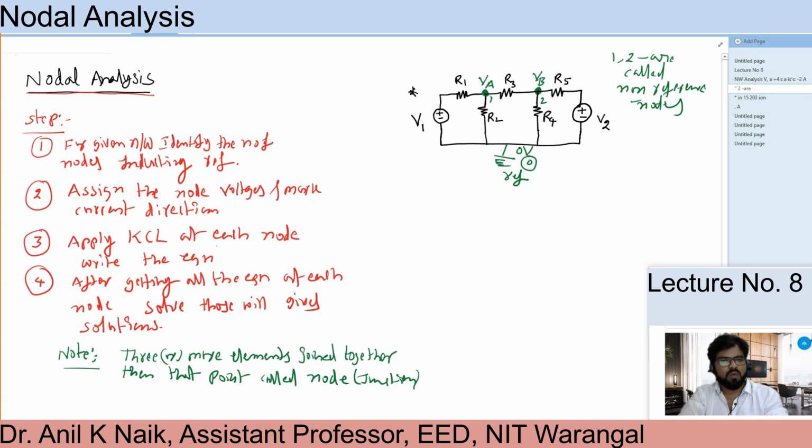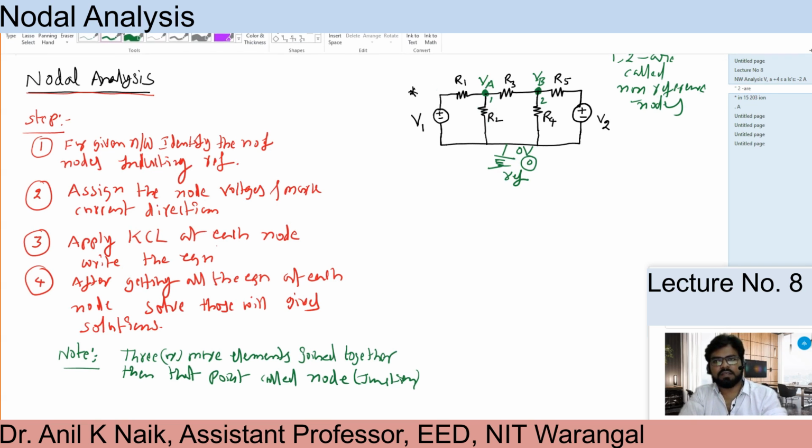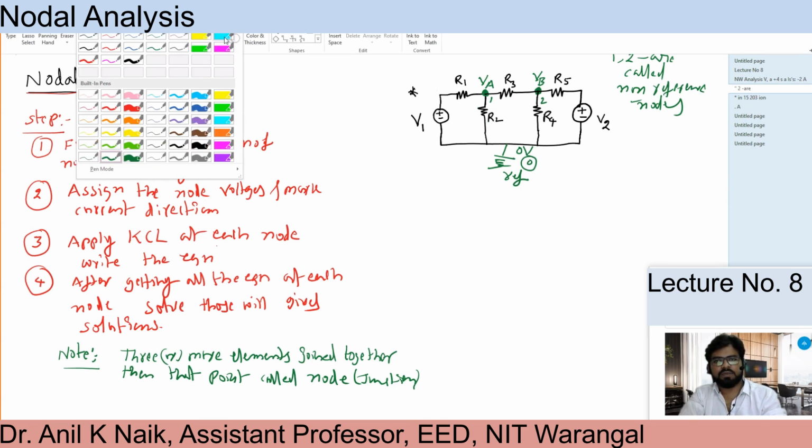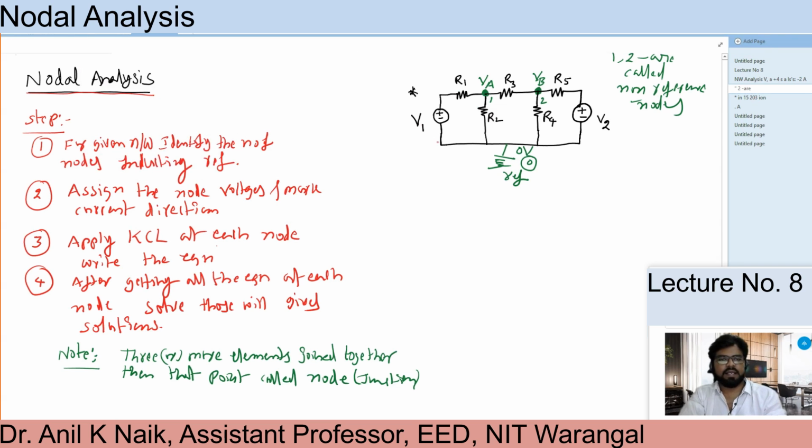So 0, 1 and 2. The names have been given here, and 3 nodes are identified in this given circuit. In that, this is the reference node, and 1 and 2 are called the non-reference nodes. So this is the part I identified. Once you identify the nodes here, you need to mark the current direction from these particular points.